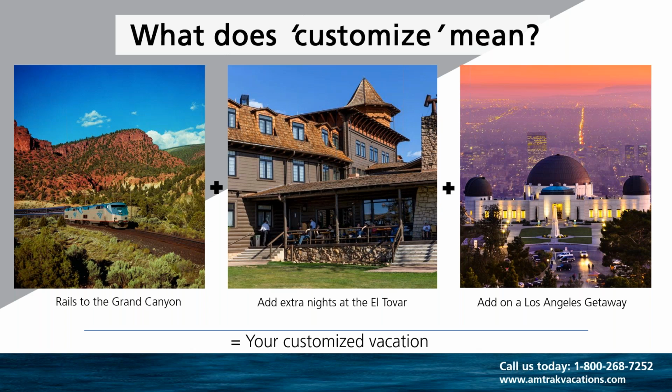We can also upgrade your hotels, like to the famous El Tovar Lodge right there inside the national park. And then if you wanted to head back to LA at the end and stay there for a few nights, maybe get a chance to see the Griffith Observatory, the Hollywood sign, and the Walk of Fame, we can certainly do that as well.